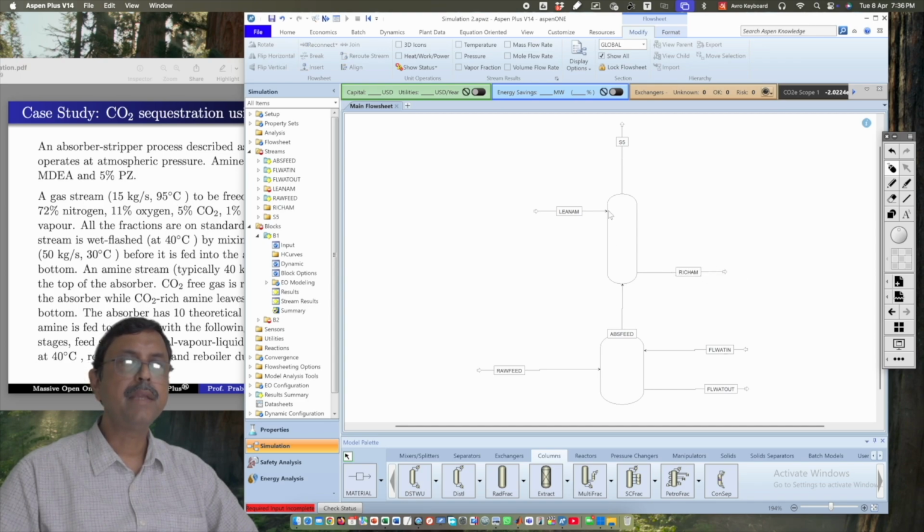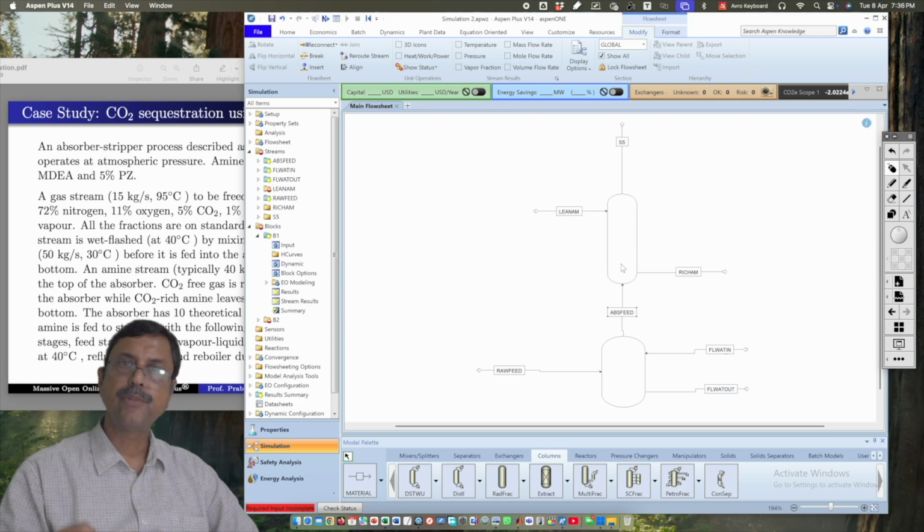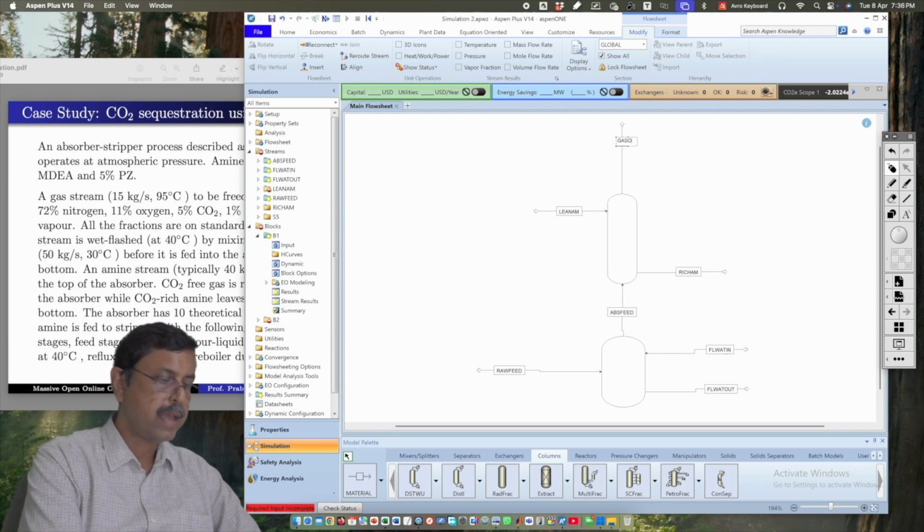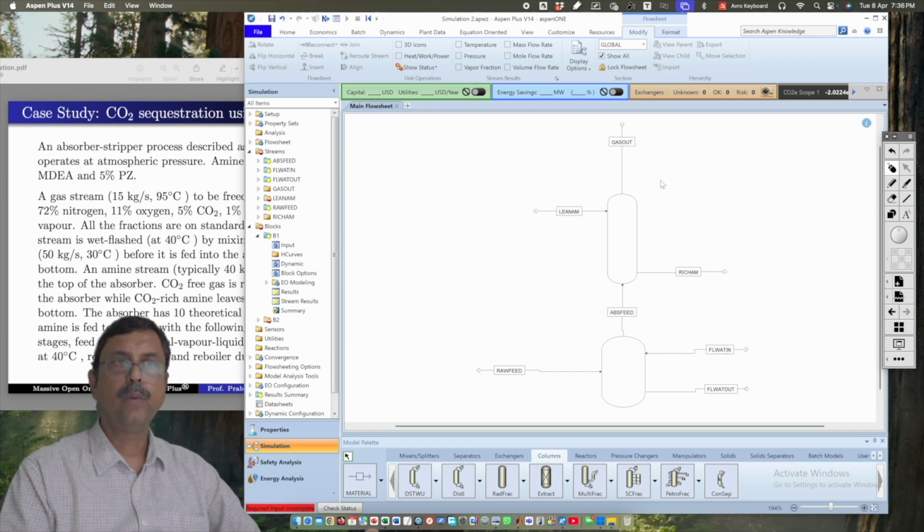So this is lean amine, and this is rich amine, rich with CO2. So here the amine is being fed without CO2. CO2 is coming from here through absorber feed. This gas is having CO2. So amine is absorbing CO2, and this stream is rich with CO2. And this one we call gas out, and this gas out will take out most of the gaseous part which is not absorbed by amine.